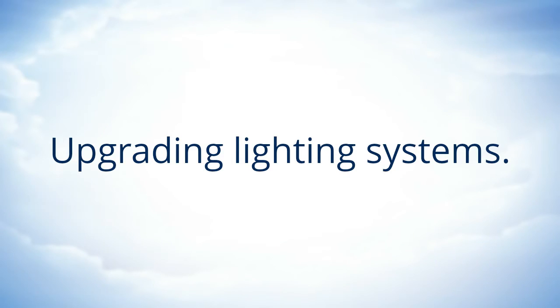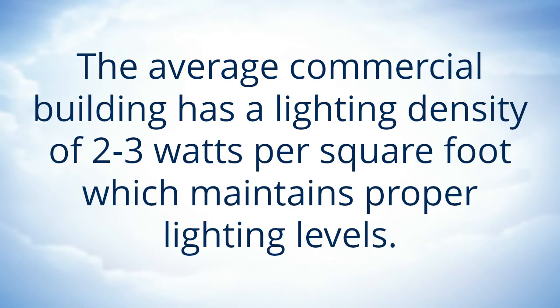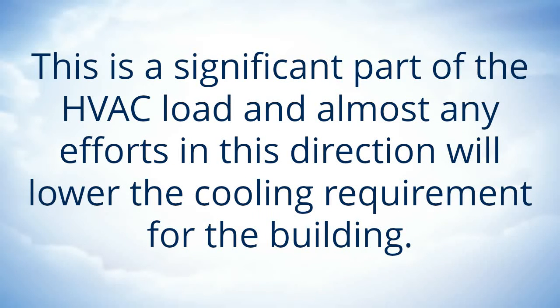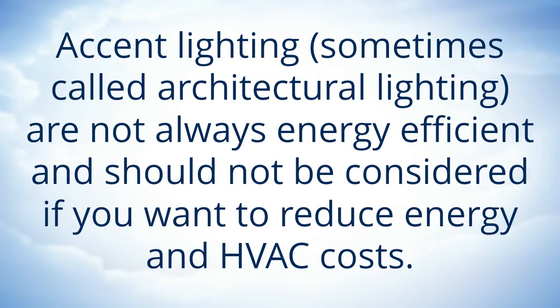Upgrading lighting systems. The average commercial building has a lighting density of 2 to 3 watts per square foot, which maintains proper lighting levels. This is a significant part of the HVAC load, and almost any efforts in this direction will lower the cooling requirement for the building. Accent lighting, sometimes called architectural lighting, is not always energy efficient and should not be considered if you want to reduce energy and HVAC costs.